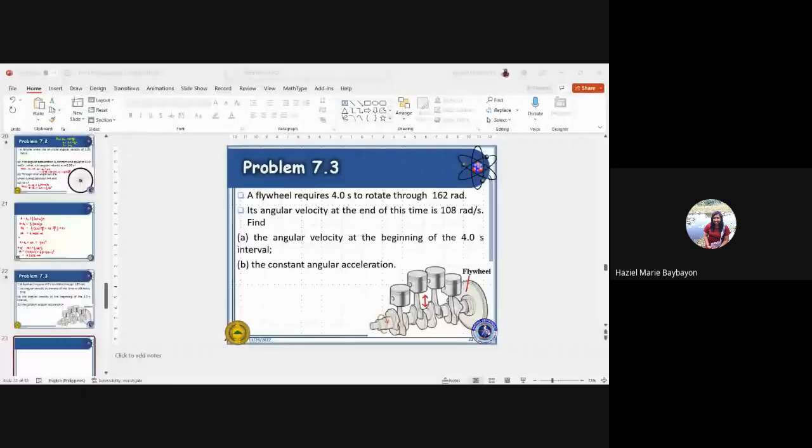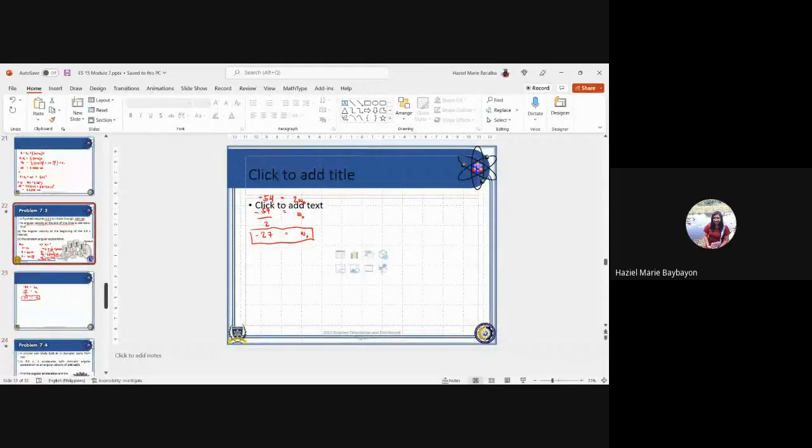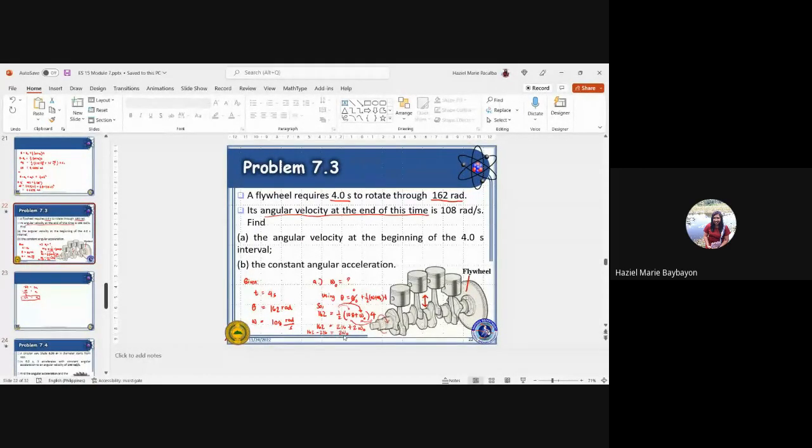So, omega naught is negative 27. Is this correct? Yes, ma'am. Negative 27. Are you sure, class? Yes. Okay. So, 4 times 1 half is 2. 108 times 2 is 216. Right? 108 times 2 is 216.